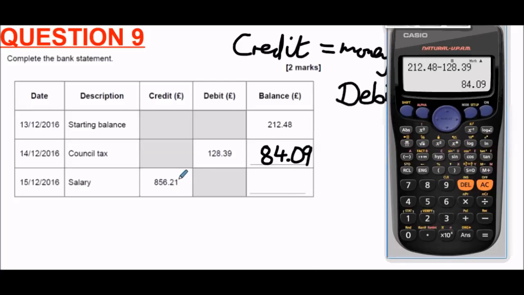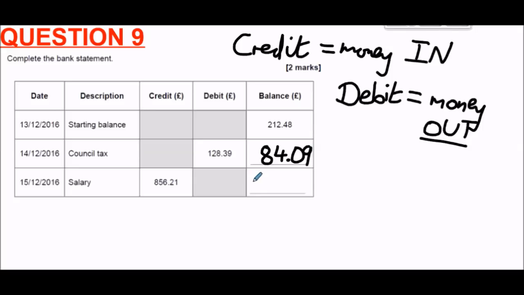And so what we do now is add in this amount here for the wage, which is £856.21. So we press equals, and what we'd have is 940.3. It doesn't mean £940 3 pence, it's £940.30, which is something completely different. And so those are the two amounts we need to work out and fill them in, 1 mark each.